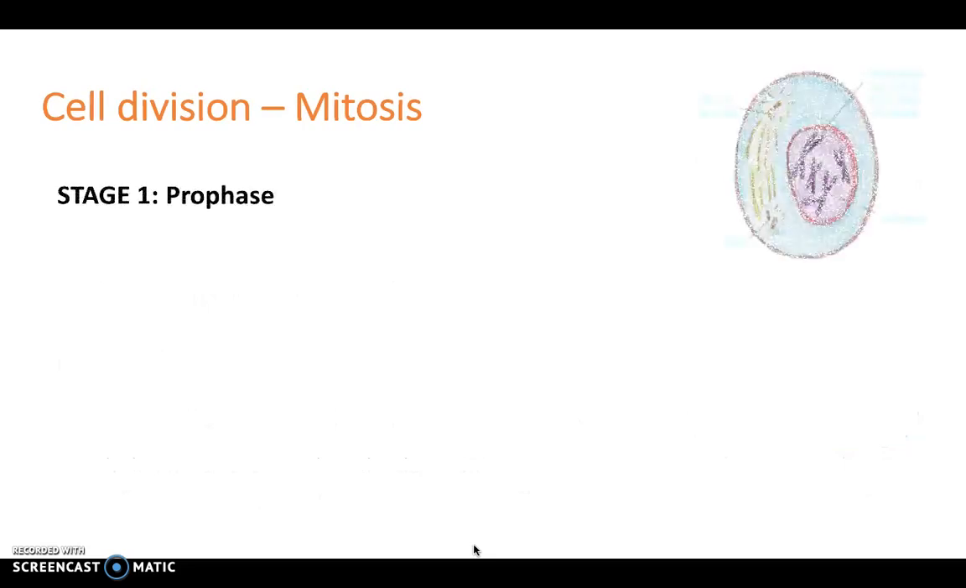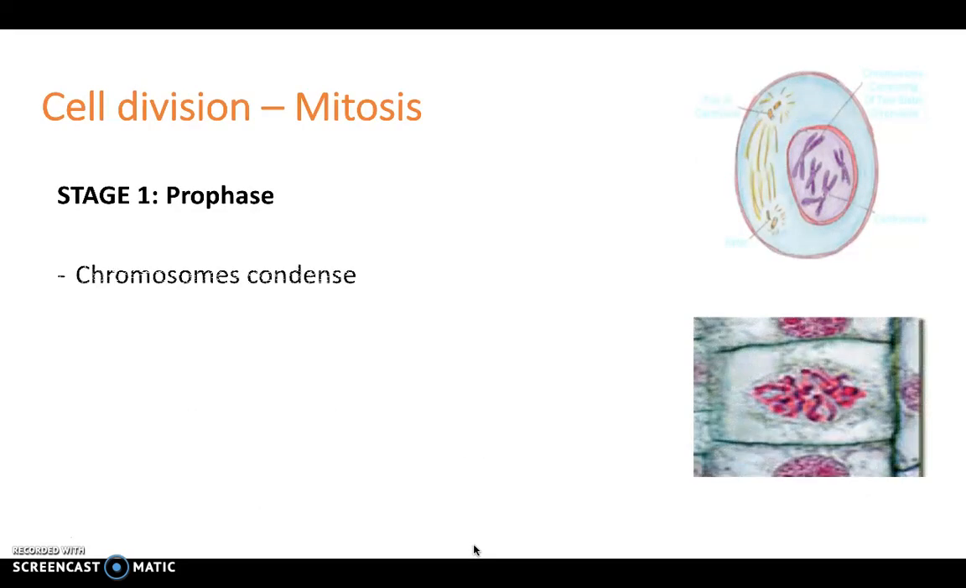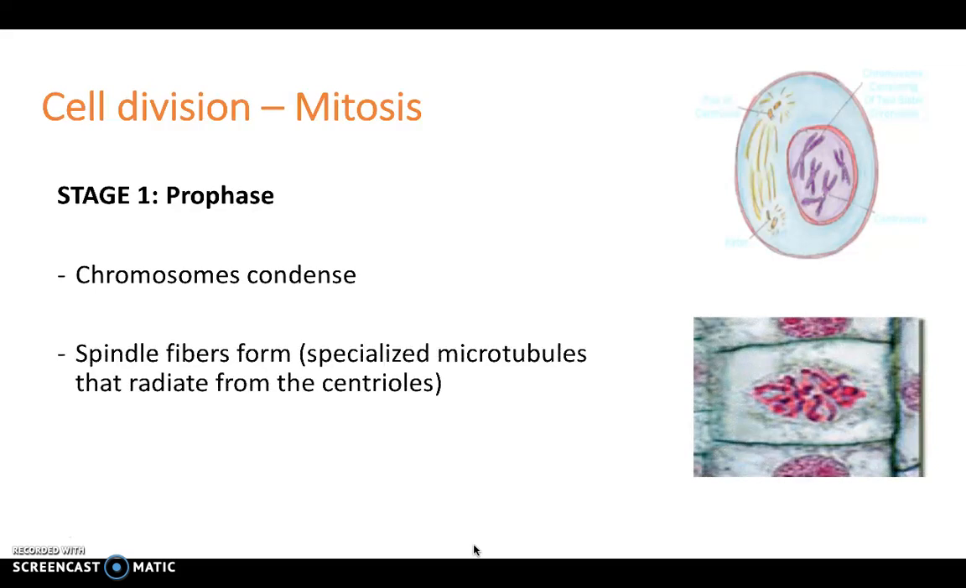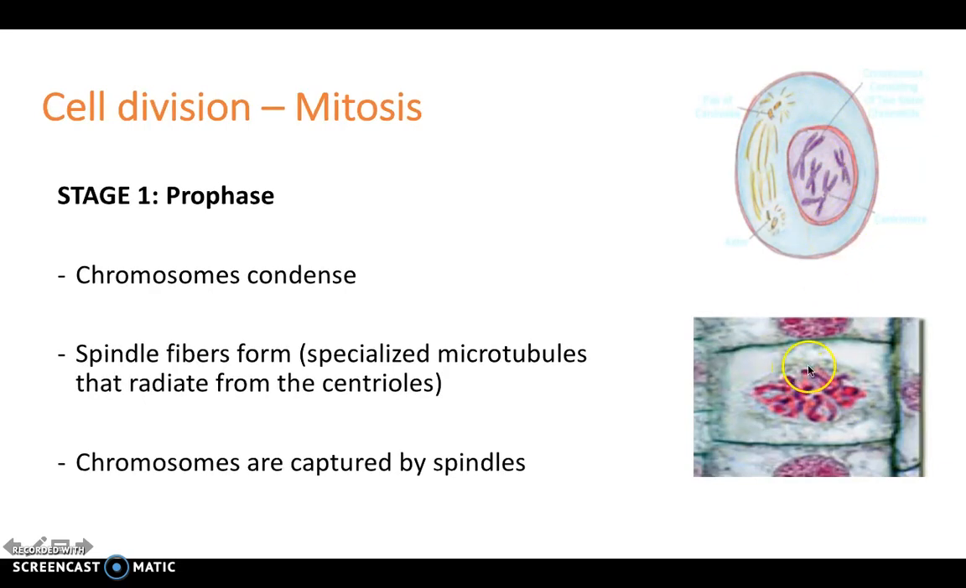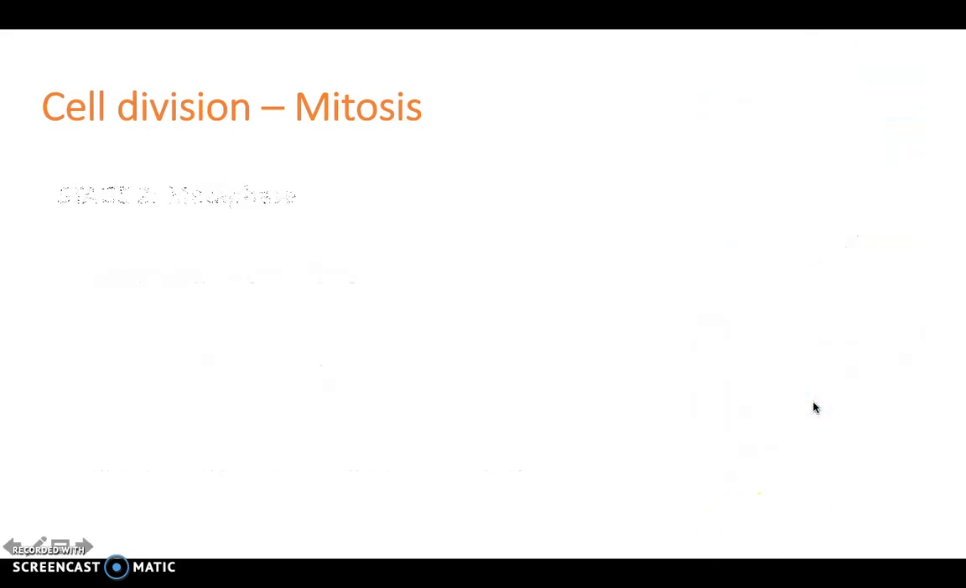So stage 1, prophase. Chromosomes condense and spindle fibers form. These are specialized microtubules that radiate from the centrioles. Centrioles are just the ends of your cell, and they form these spindle fibers, which are almost like strings, which are going to attach to the centromeres, in other words, the middles of the chromosomes. And it's important to be aware of how this looks both in a diagram like this, but also in a diagram like this. And chromosomes are captured by the spindles.